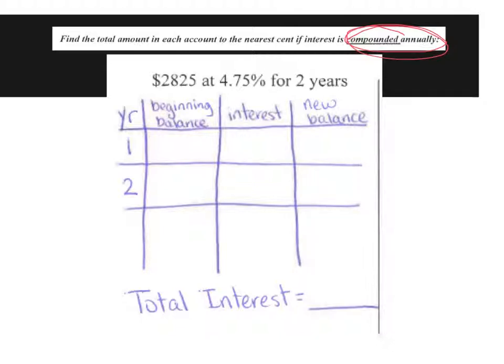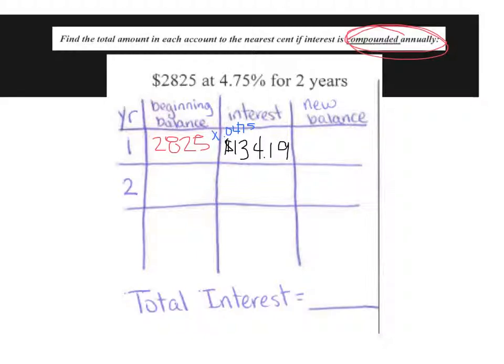So the beginning balance in year 1 is $2,825. Now, to find the amount of interest, we're going to multiply the balance times our percent, which was 0.0475. We make it a decimal. So now $2,825 times 0.0475 gives us interest of $134.19. Let's round to the nearest cent.